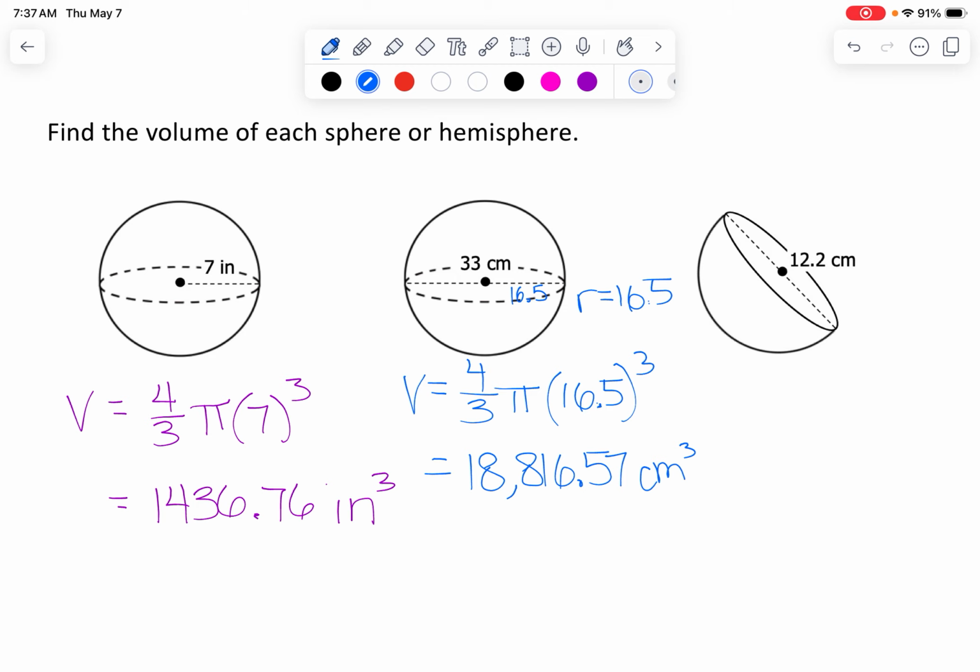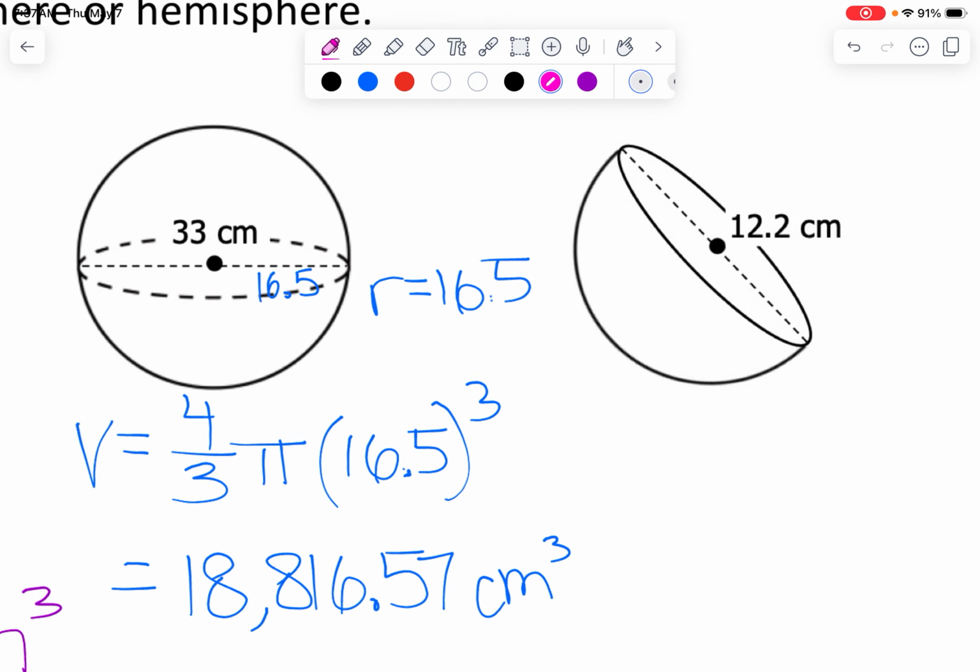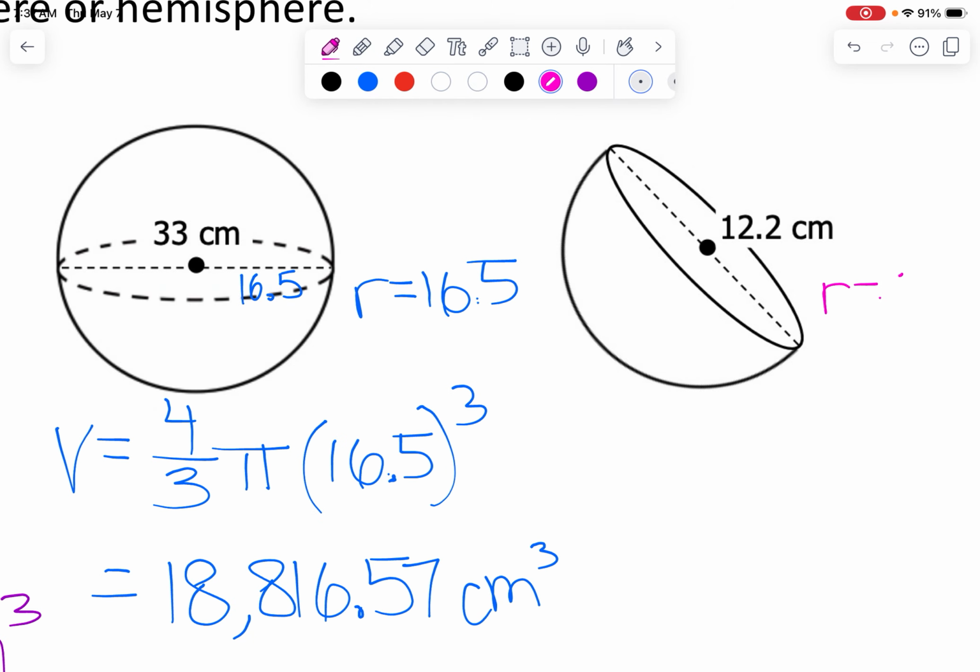So pretty big, a lot of cubic centimeters in that sphere. Okay. The last one here is a hemisphere. So you're just going to do the same thing that you normally do, get your answer, and then just cut it in half, because we're finding volume, so it's just half of that. And so here they give us that the diameter is 12.2. So that means our radius is going to be half of that, 6.1.